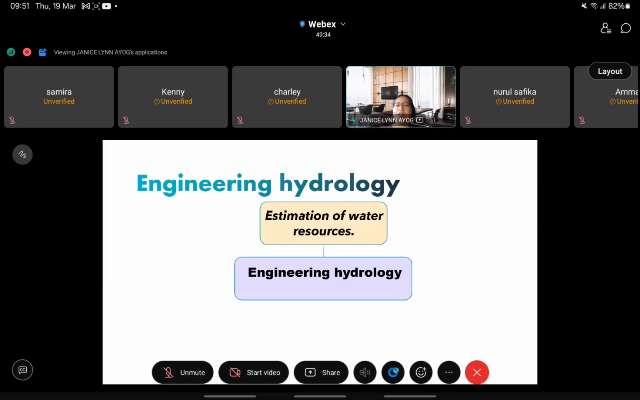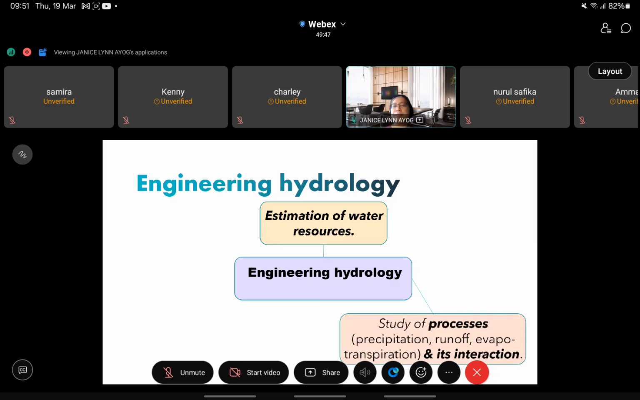Engineering hydrology involves estimation of water resources. Water resources could be rainfall, groundwater, and so forth. You will also be studying the processes: precipitation, of which rainfall is a part, the runoff, evapotranspiration, and the interaction in between. So what's the interaction between precipitation and runoff, and also the interaction with evapotranspiration?